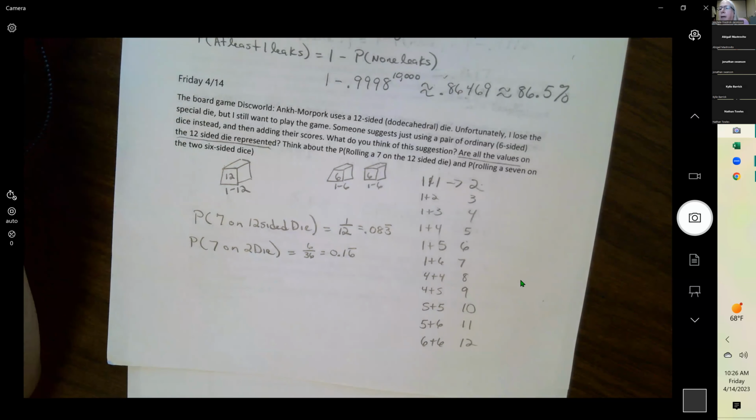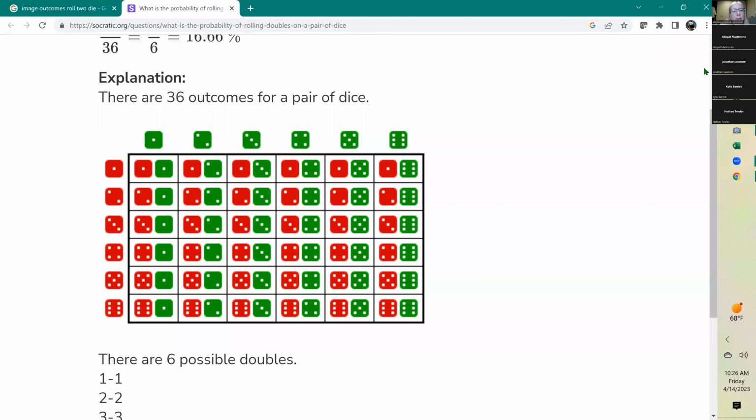If we look at the die again, getting a 2, there's only 1. Getting a 3, there's 2. Getting a 4, there's 3, a 5, and it goes up. If you remember, we wrote these probabilities last class. And then the 7 has the most, and then it goes down again.